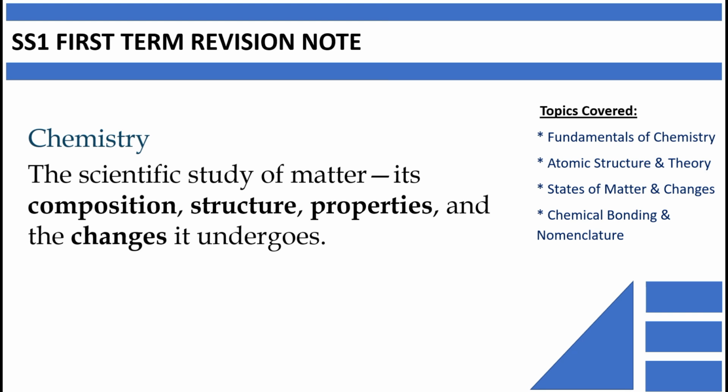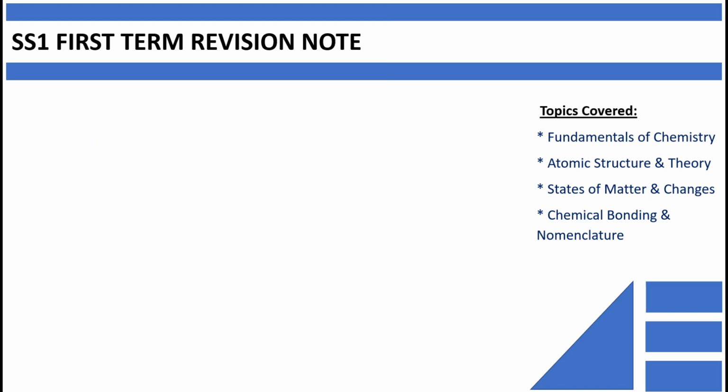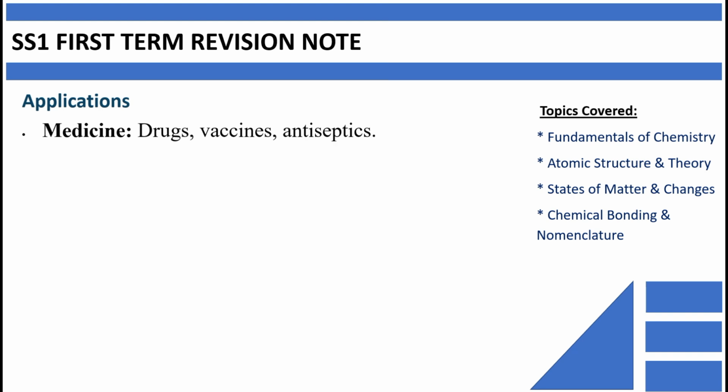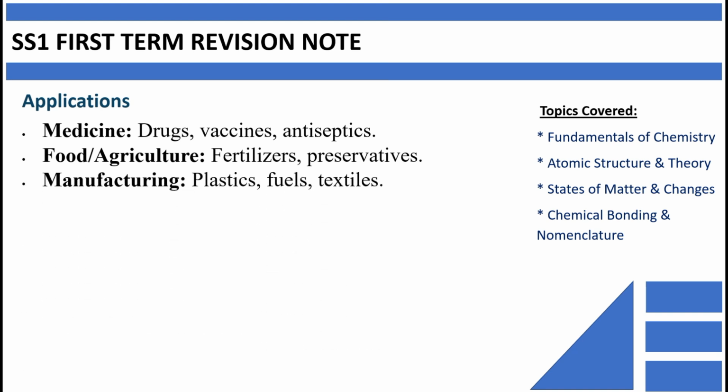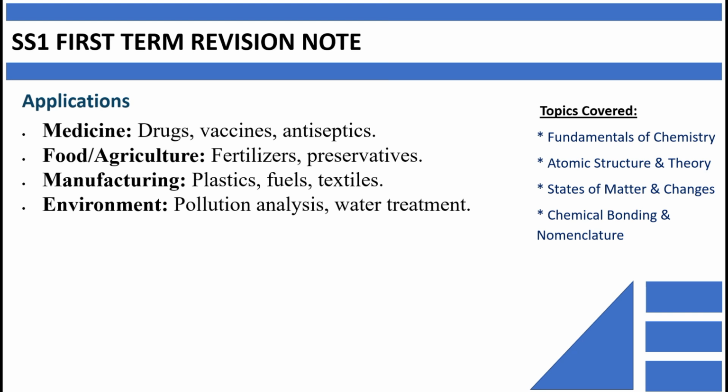It will also be good for us to look into how chemistry has been important to the world. So we call it application of chemistry to the world. Sometimes when we ask students to give applications, they'll be telling us matches, they will be telling us melting of ice. Yes, it is actually application of chemistry, but what we are actually looking at here is medicine, something like drugs, vaccines, antiseptic, food, agriculture, something like fertilizer, preservatives, manufacturing, something like plastic, fuels, textiles, and environment, where we have pollution analysis, water treatment.